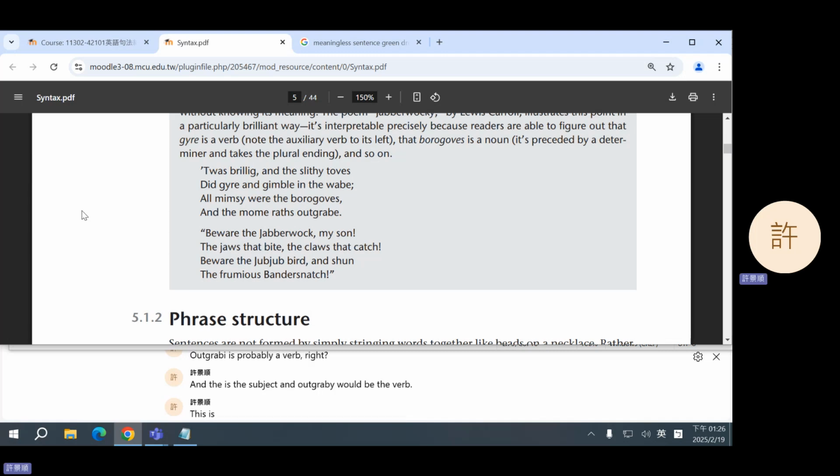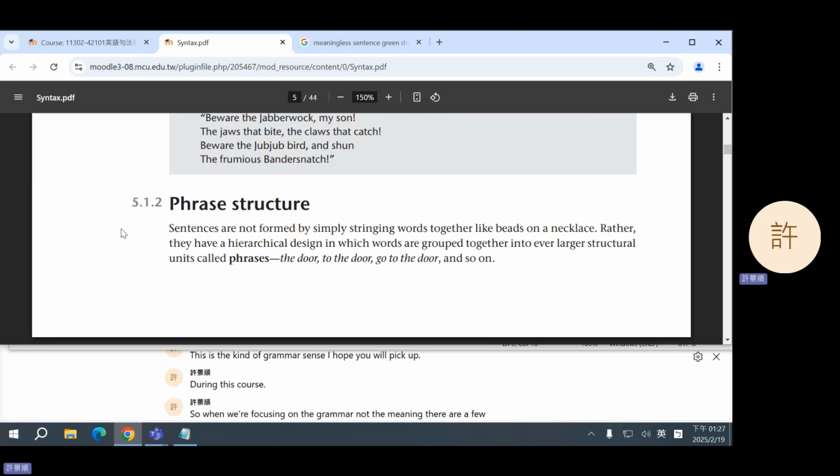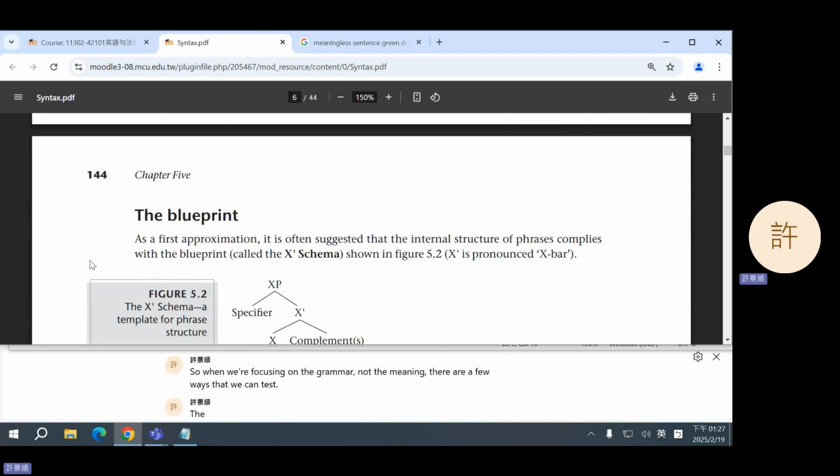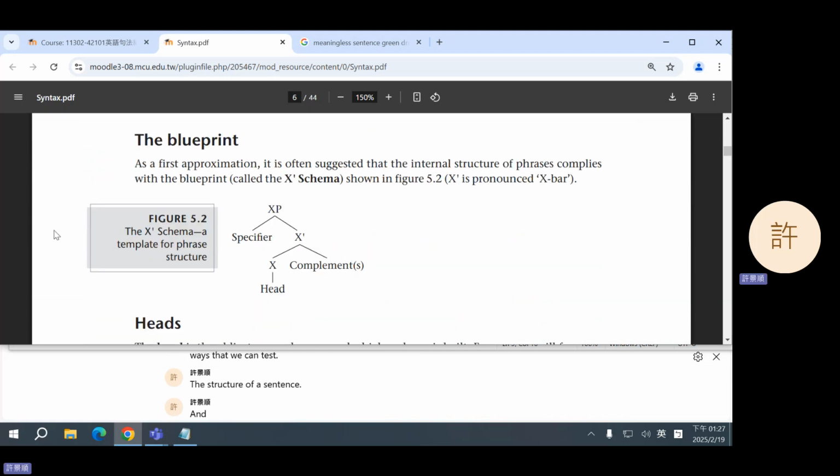This is the kind of grammar sense I hope you will pick up during this course. So when we're focusing on the grammar, not the meaning, there are a few ways that we can test the structure of a sentence. And to understand this, we have to look at what exactly is the structure of a sentence. Linguistics is a descriptive science, which means it goes out, it looks at examples, and it thinks, what are the rules and principles behind these examples?